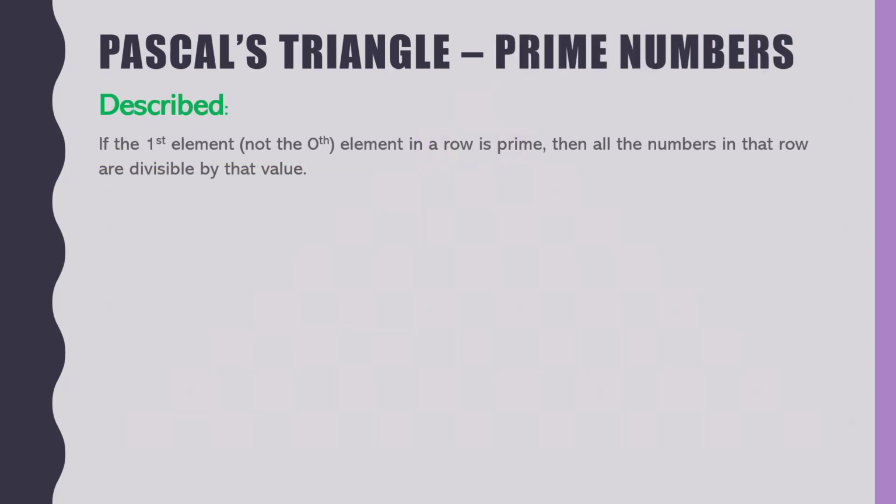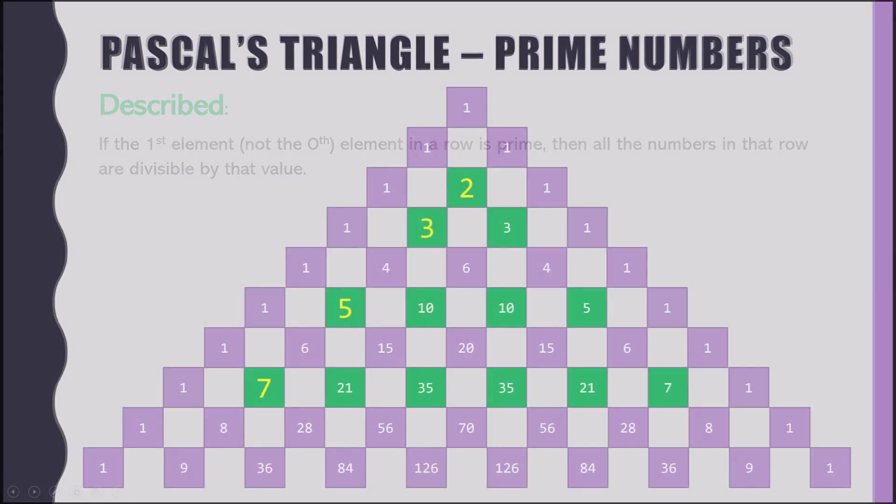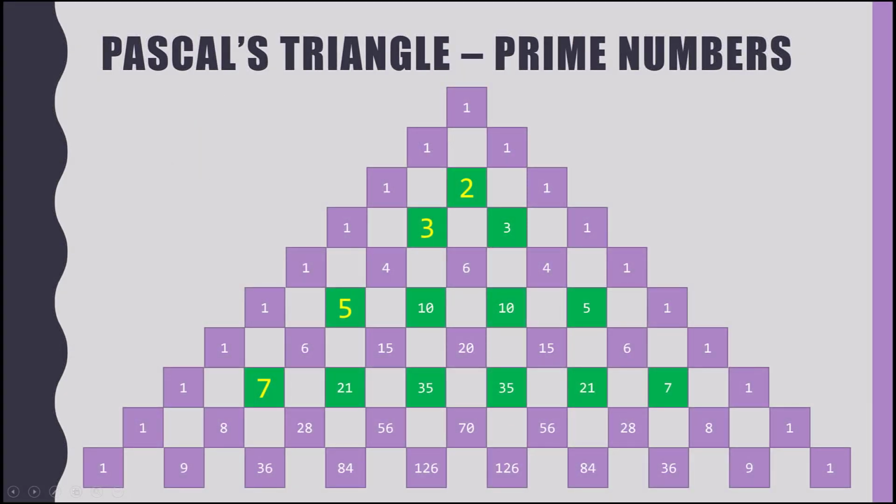All right, so next one, prime numbers. So here's a description of it. If the first element, notice when I say first, not the 0th element, but the first element in the row is prime, then all the numbers in that row are divisible by that prime number, all right? So in other words, take a look at the green rows, they are the ones that have the first element as prime. The big yellow numbers are the prime numbers. And remember, the first element, this is the 0th element, right?